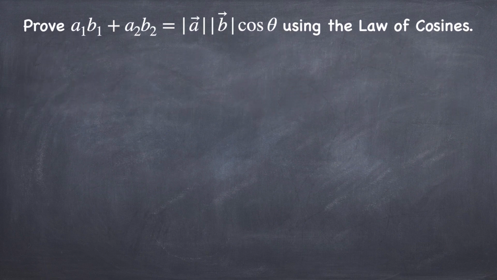Dot product is typically represented with one of two expressions, and here we're going to prove that both of these expressions are equivalent using the law of cosines.